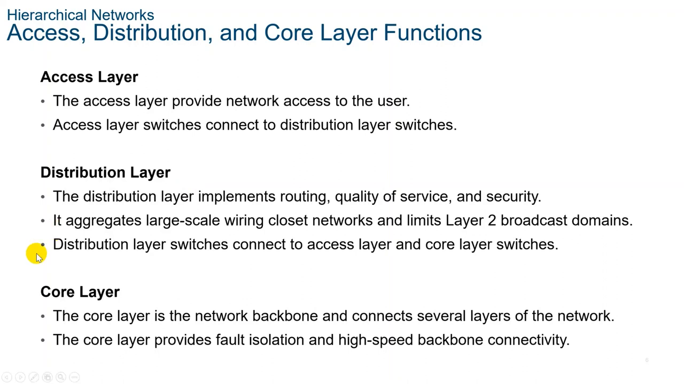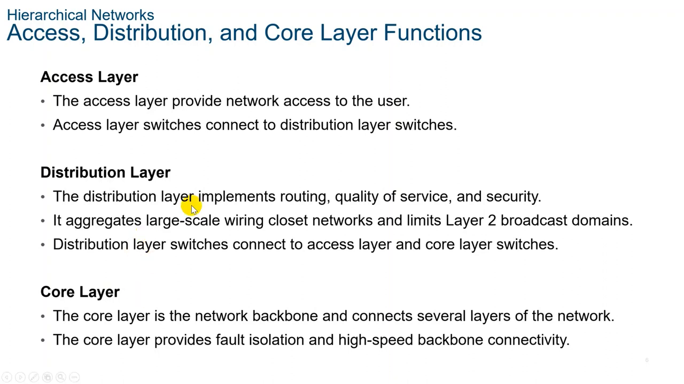The last one is the core layer. The core layer is the network backbone. It connects several layers of the campus network. The core layer serves as the aggregator for all the other campus blocks and ties the campus together with the rest of the network. The primary purpose of the core layer is to provide fault isolation and high-speed backbone connectivity.